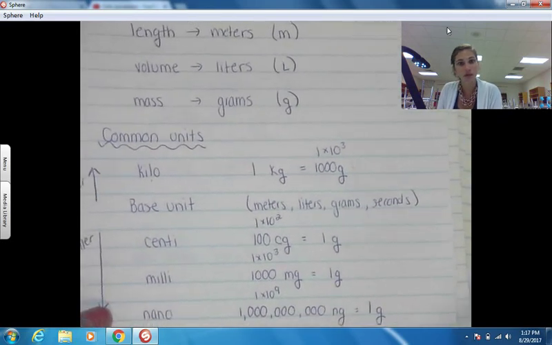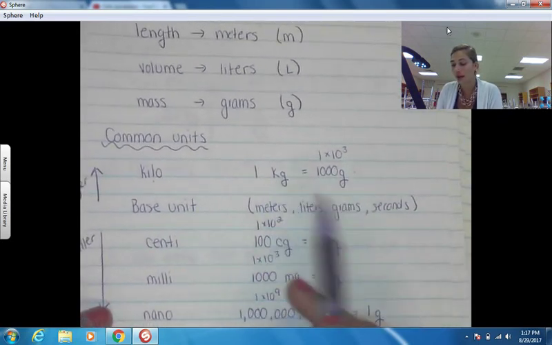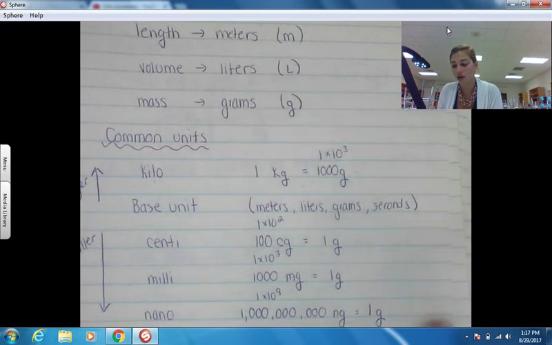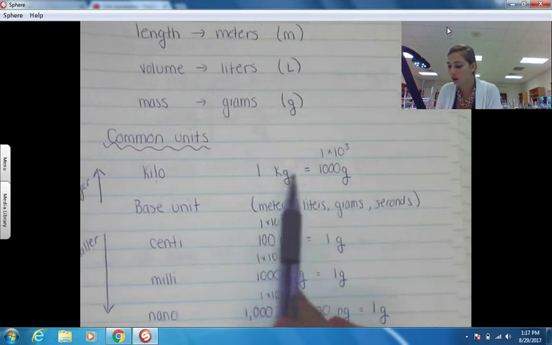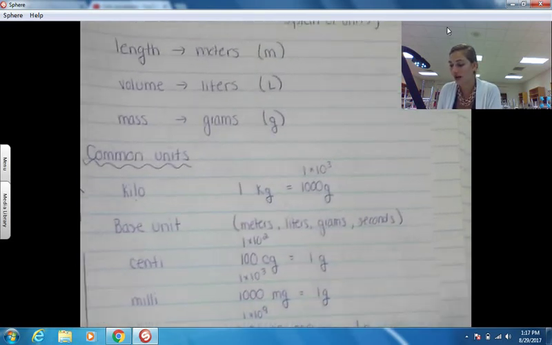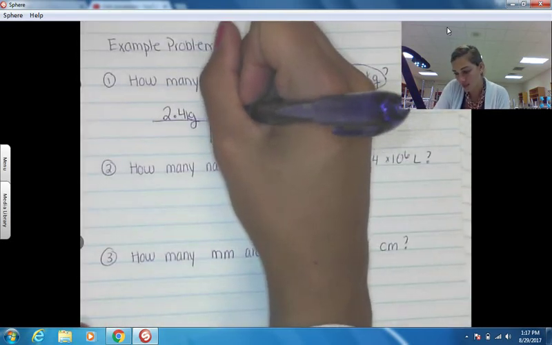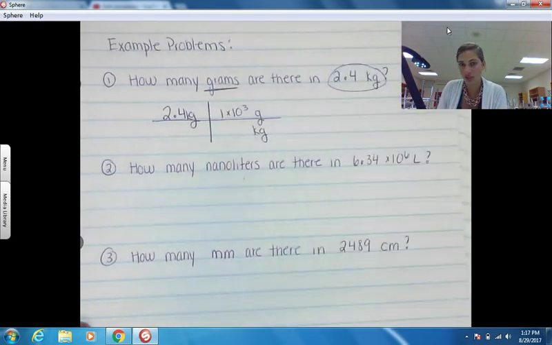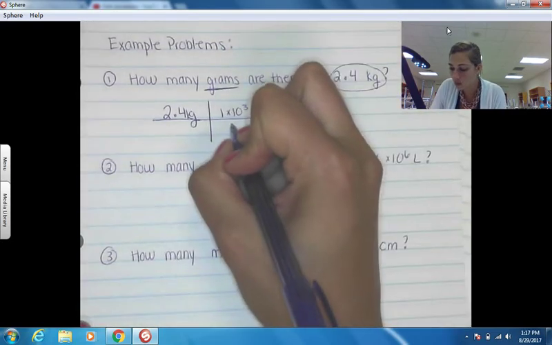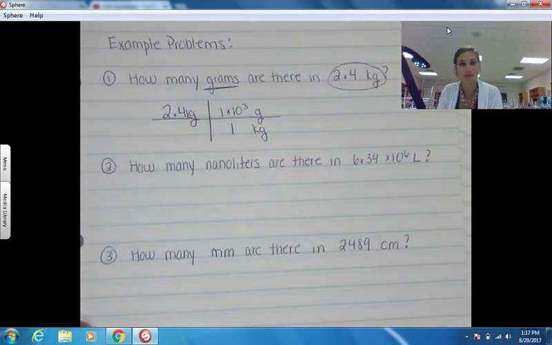Well, we previously just went over kilograms and grams and how they are equal. So here it says that 1 kilogram is equal to 1,000 grams. So next to grams, I'm going to put 1 times 10 to the third, which is the same thing as 1,000, is equal to 1 kilogram.